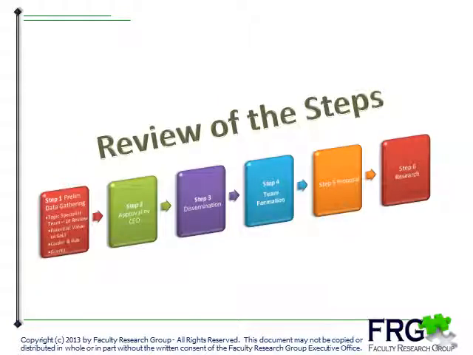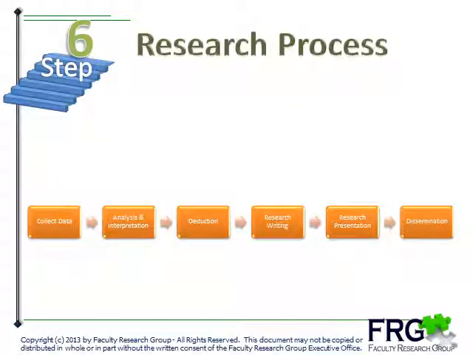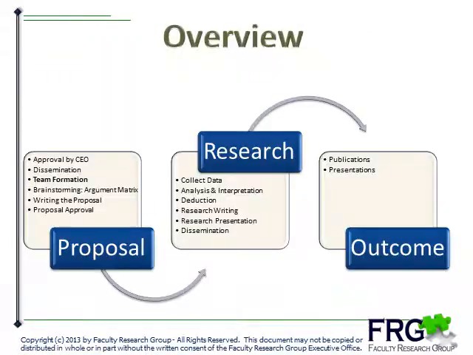Step 6 is conducting the research. Research is conducted in Step 6 following the approval from the IRB to begin the research. The research committee will collect the data, analyze the information, draw conclusions, write and present the research, and distribute the results. The main overview of the entire process is once the proposal is developed and accepted, the research process begins.